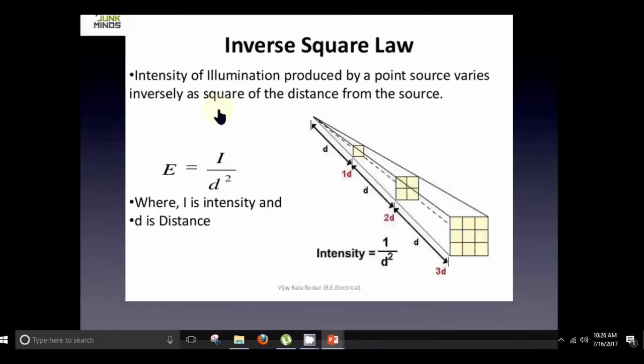The next topic that we have is the inverse square law. The inverse square law states that the intensity of illumination produced by a point source varies inversely as the square of the distance from the source. So basically, in simple words, it can be said that as the distance increases, the intensity keeps on decreasing. In mathematical form, it can be denoted as E = I/D², where E is the energy, I is the intensity, and D is the distance.